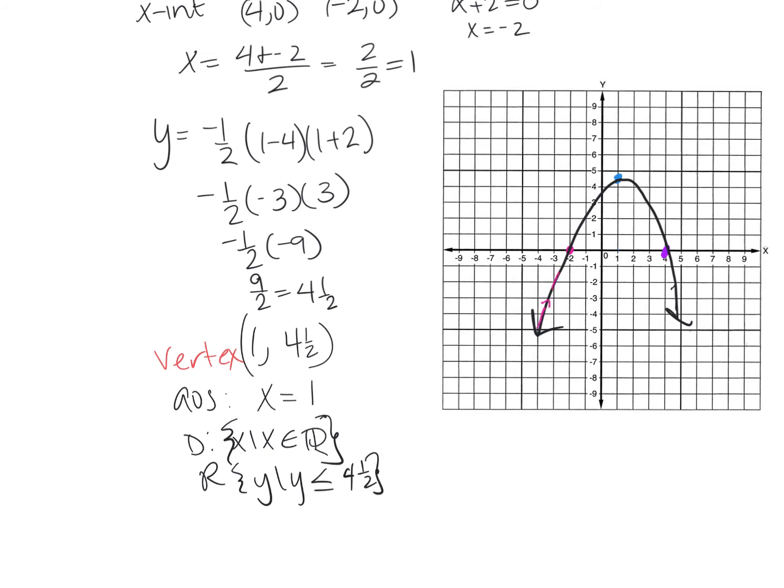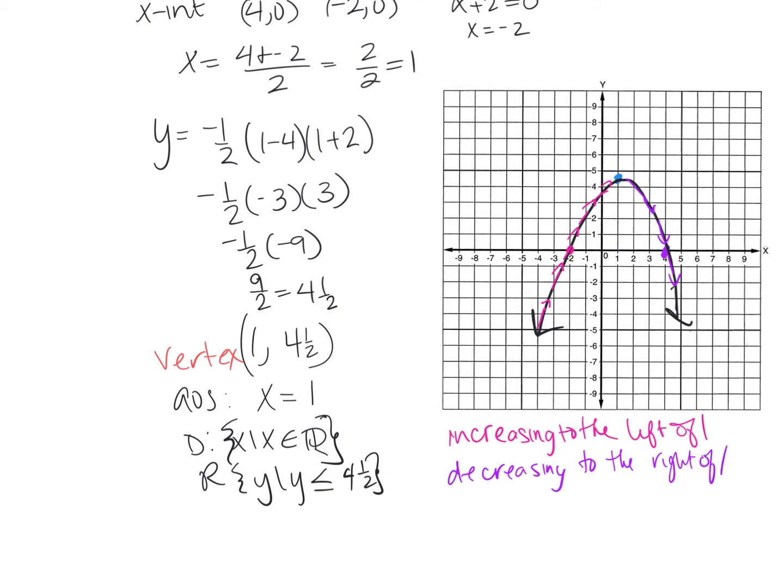We read it left to right again, so it's increasing to the left of 1, and then it's decreasing on the right. So decreasing to the right of 1, or x equals 1. Either one's fine.